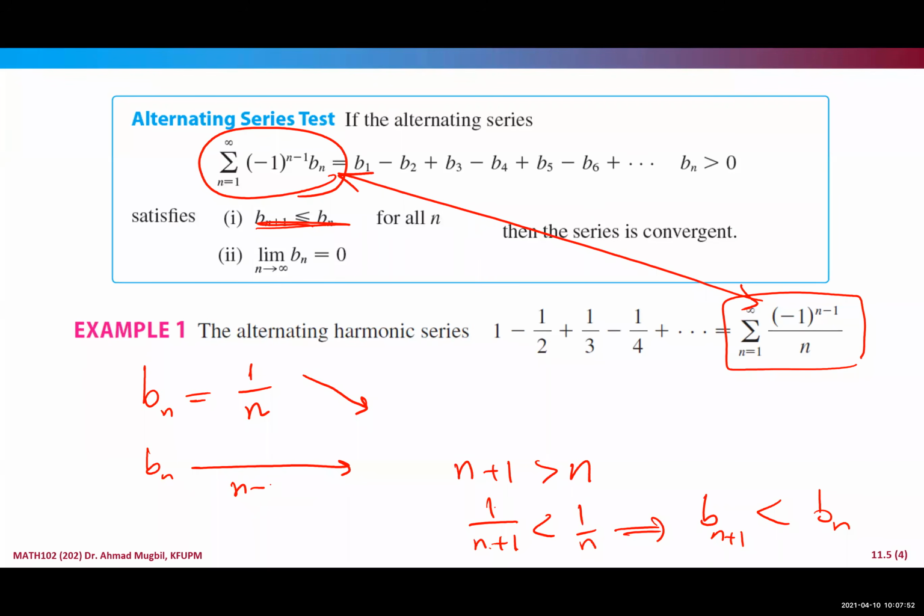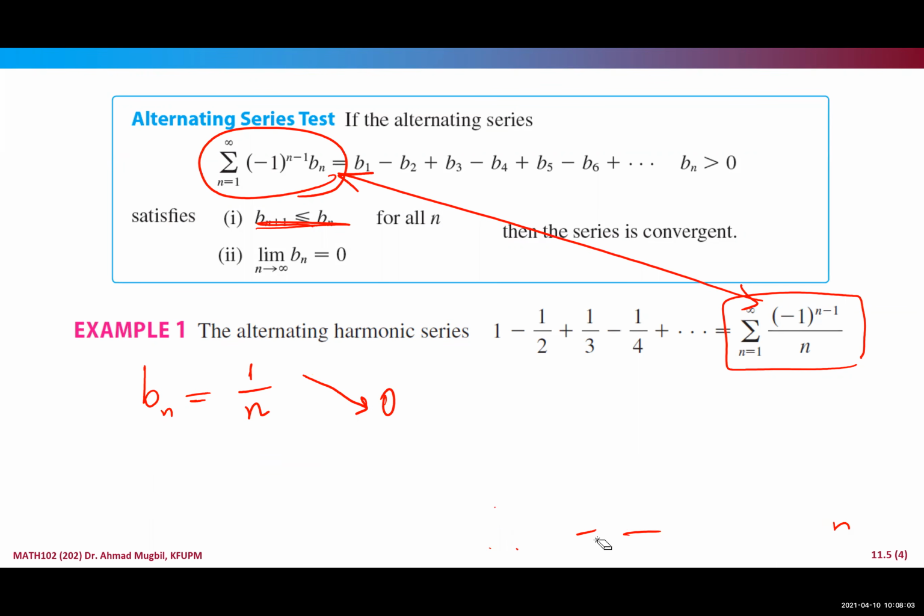When n goes to infinity, this goes to 0. So shortly, we will write this as, yes, it decreases to 0. Combine these two conditions in this way.